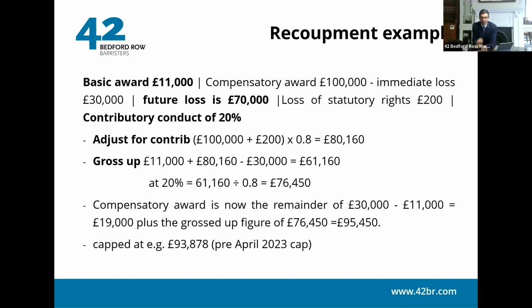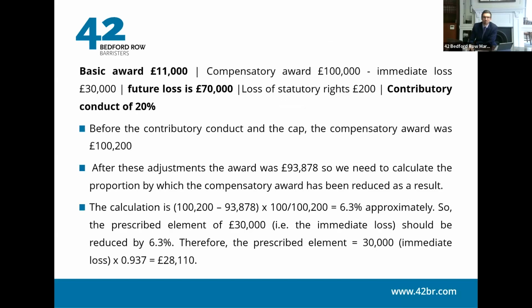So first, I've made the adjustments for contribution, then gross up. You then find the compensatory award being the remainder plus the grossed up figure. Again, I'm using the old cap in this example. So you then apply the cap. The top of this slide, again, is just a repeat of the figures for ease of reference. But then this is the point I want to use this example.